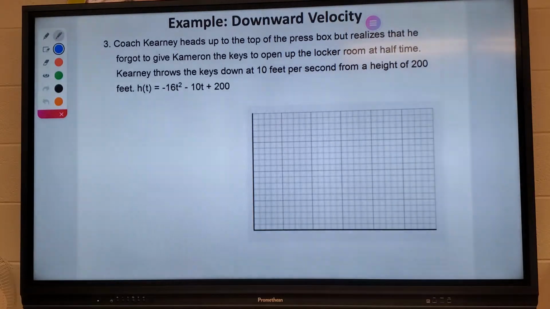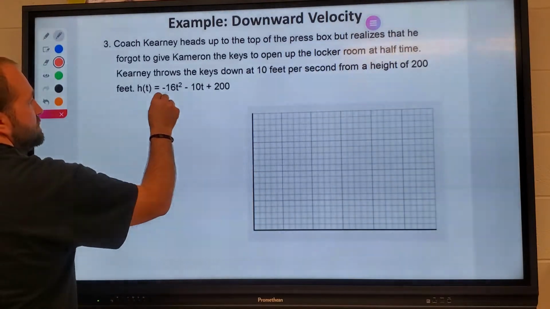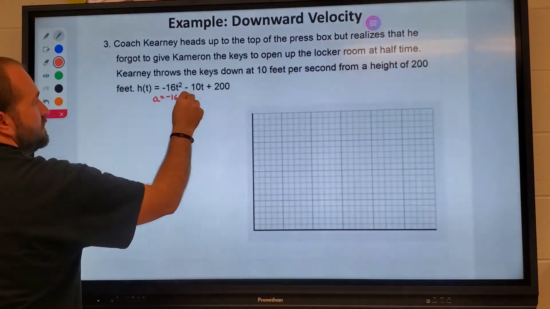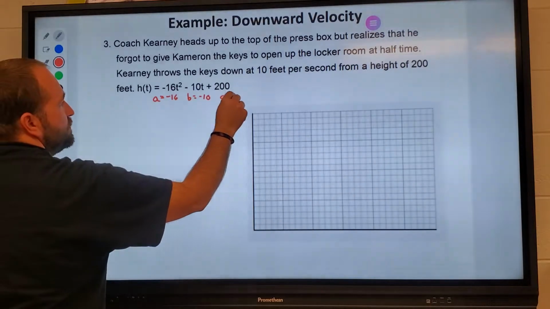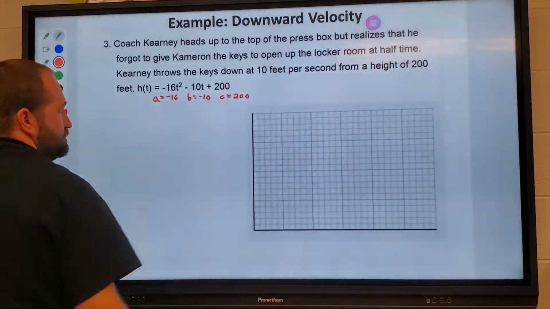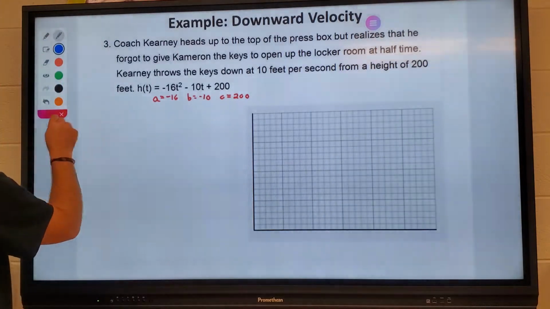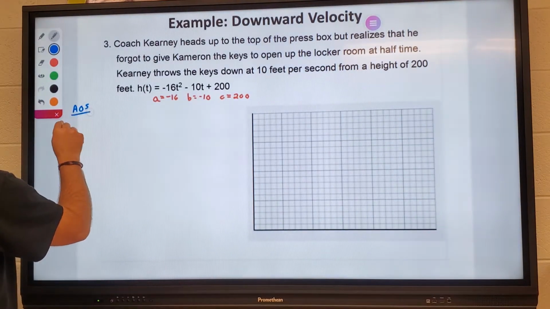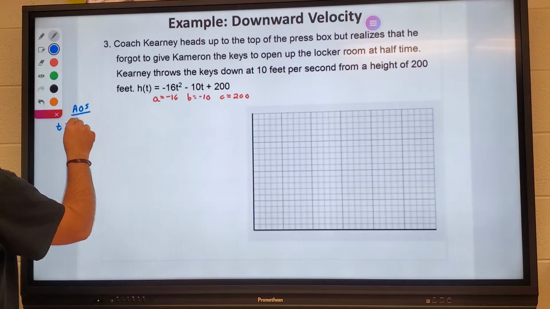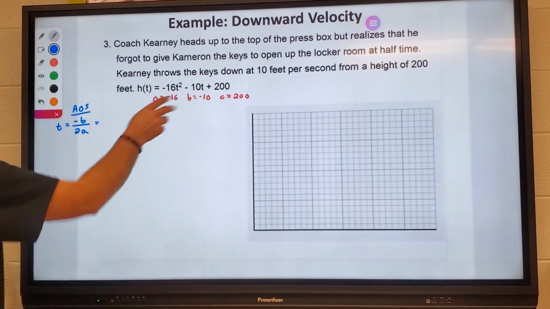Okay. Similar to number 1, we're going to start by finding the values of A, B, and C. So the value of A here is negative 16. The value of B here is negative 10. And the value of C here is 200. From there, you're going to then find your axis of symmetry. So my AOS is t equals the opposite of b over 2a. And again, we're going to plug in those values there.